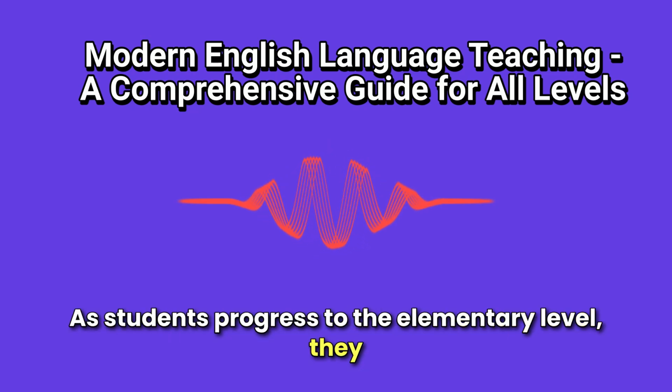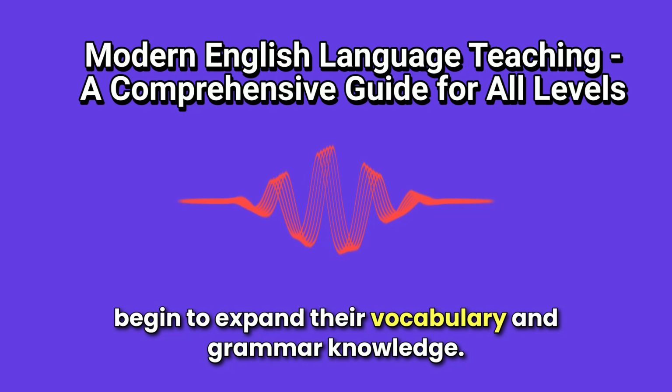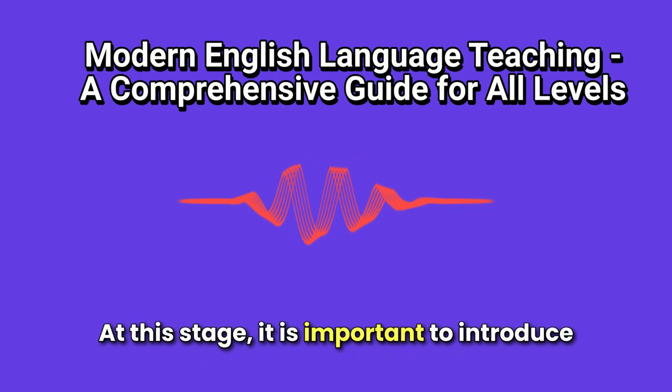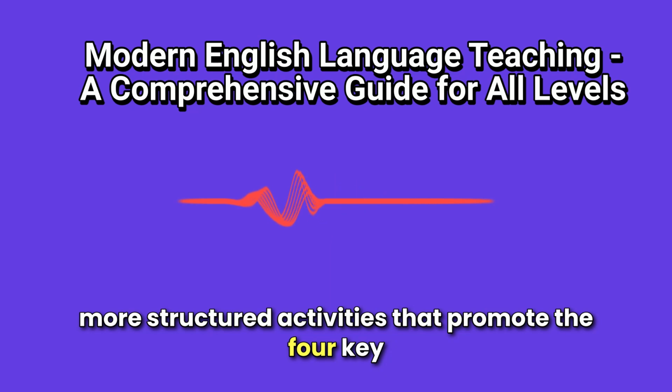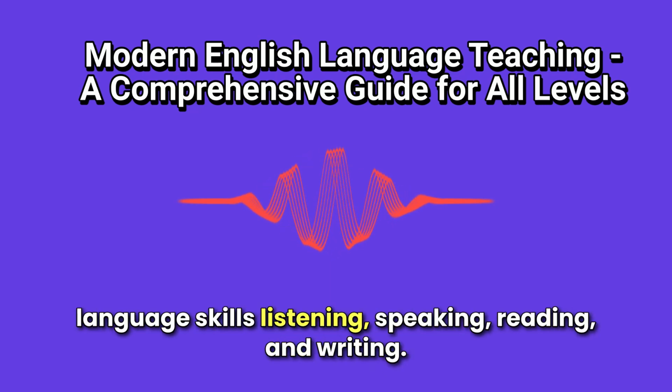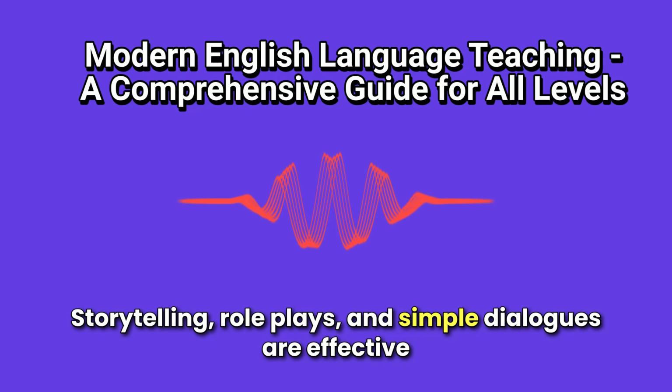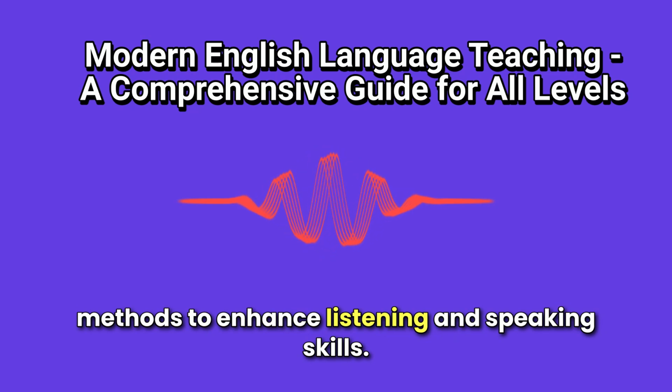As students progress to the elementary level, they begin to expand their vocabulary and grammar knowledge. At this stage, it is important to introduce more structured activities that promote the 4 key language skills: listening, speaking, reading, and writing. Storytelling, role plays, and simple dialogues are effective methods to enhance listening and speaking skills.